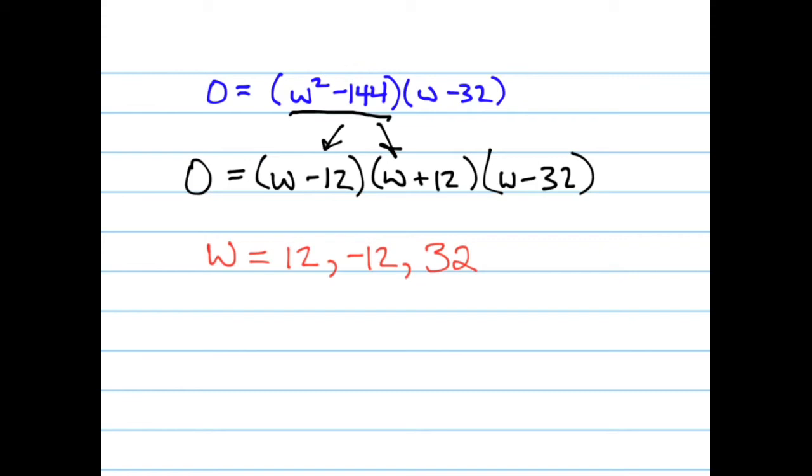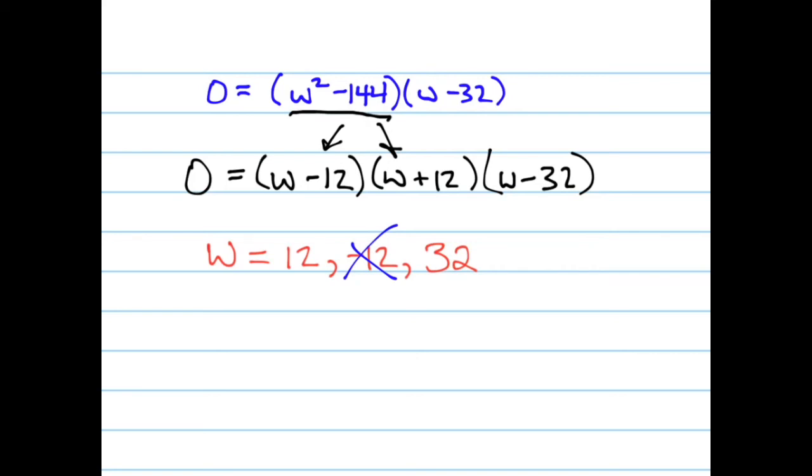So we got our 3 terms for our width. Those are our possibilities for width. Now, which one of those can we get rid of right away? The negative 12. Because we can't have a negative width. Otherwise our terrarium would be like a black hole. You'd be sending your frogs and snakes and lizards into another dimension.